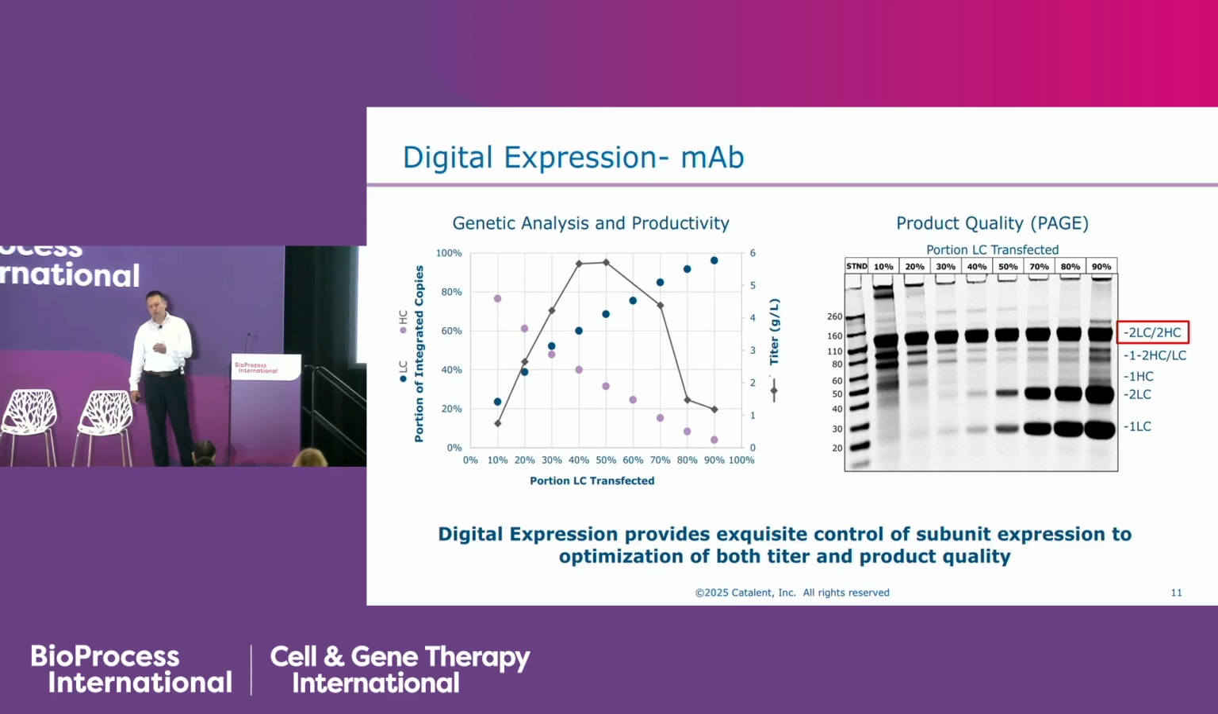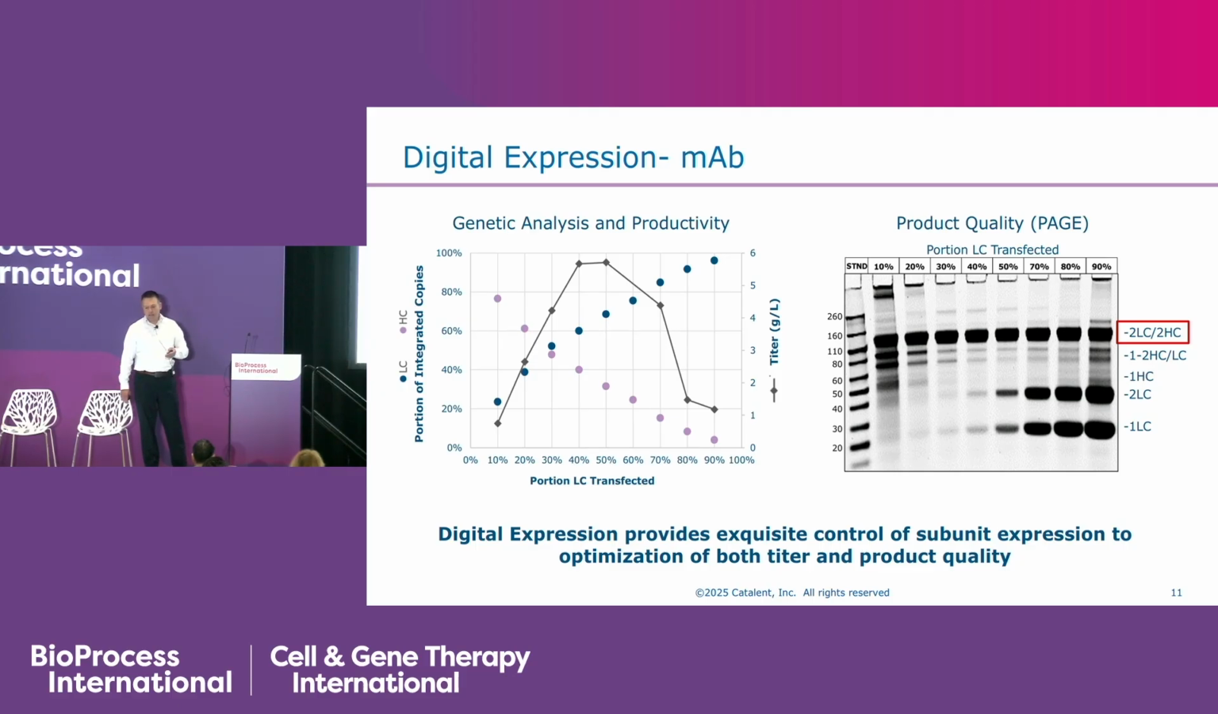We made a series of pools on the x-axis here, the leftmost that had 10% light chain plasmid and 90% heavy chain plasmid. So as you go across the x-axis, you go all the way to the opposite, where it's 90% light chain, 10% heavy chain. And on the left-hand y-axis is the integrated copy number of heavy and light chain. And you can see as we change the ratio in transfection, we get the expected, or hoped for at least, change in the integrated copy number.